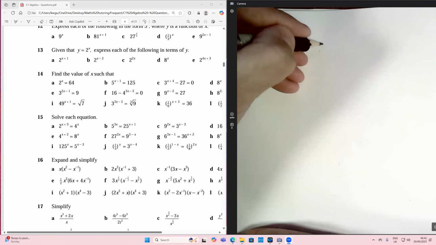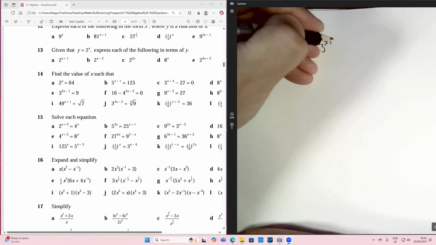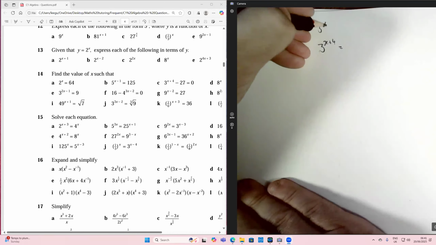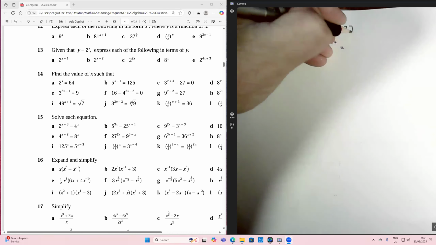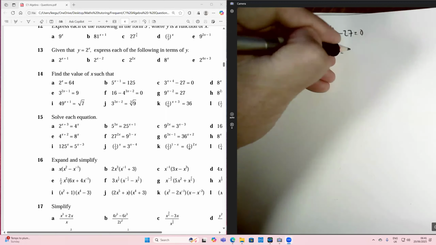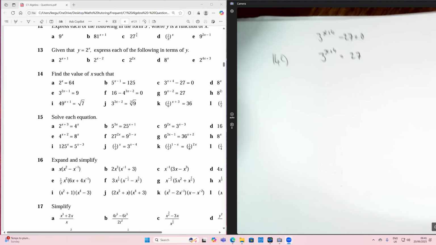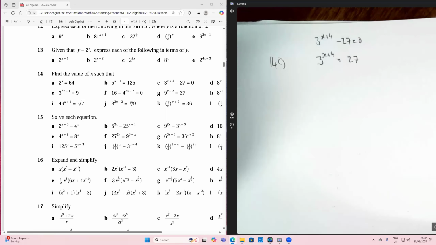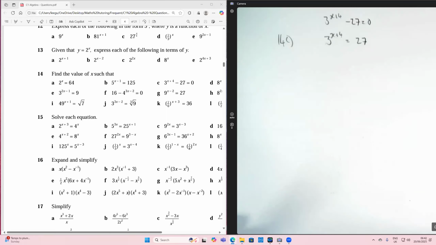So we have got 3 to the power of x add 4 is minus 27. So 3 to the power of x add 4 minus 27 is equal to 0. So the first thing I'm going to do is rearrange that, and I'm going to put the 27 over onto the other side. Okay. Now, the key idea with these questions is to get them so that you've got the same power on the left-hand side and the right-hand side. And 27 is a cube number. So 27 is actually 3 to the power of 3.